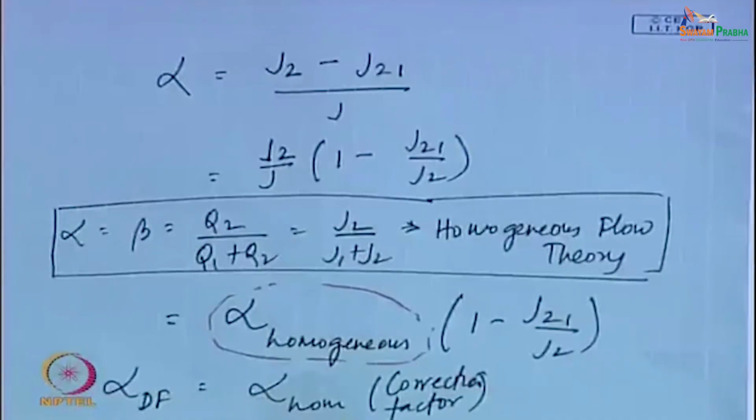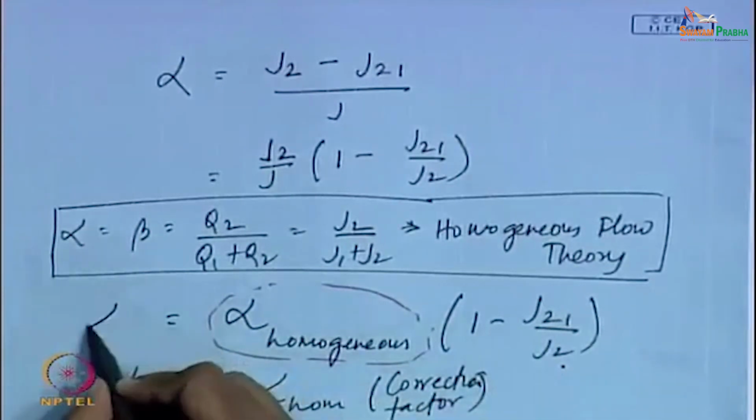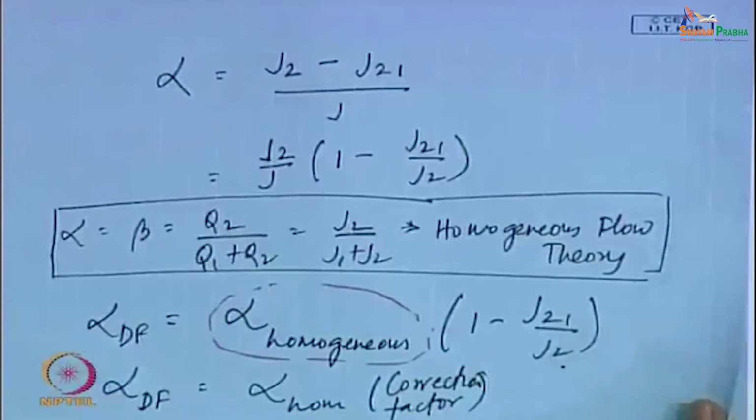Agreed? So, in this particular way, we find that the drift flux model attempts to modify or improve the predictions of the homogeneous flow model just by incorporating a correction factor either as a multiplicative or an additive term, and this particular term is invariably a function of drift flux J21 or J12 as the case may be. Agreed? So, this is basically what it does. It modifies the expression obtained for alpha homogeneous: we can simply multiply alpha homogeneous with 1 minus J21 by J2 and we get the corrected alpha for the actual situation.